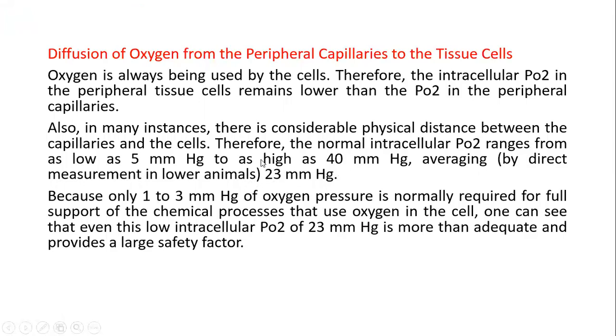This is the intracellular oxygen. Because only 1 to 3 mm mercury of oxygen pressure is normally required for full support of chemical processes that use oxygen in the cell, one can see that even this low intracellular PO2 of 23 mm mercury is more than adequate to provide a large safety factor.